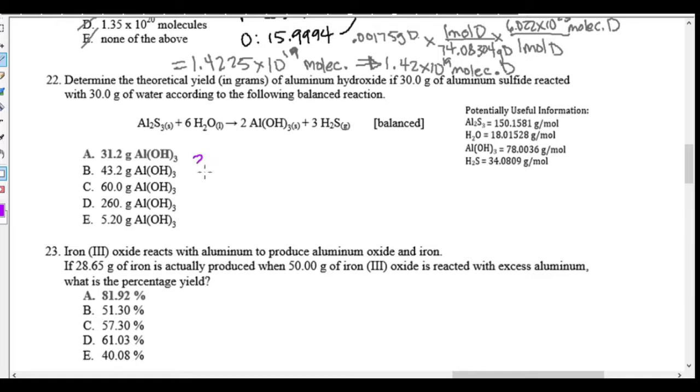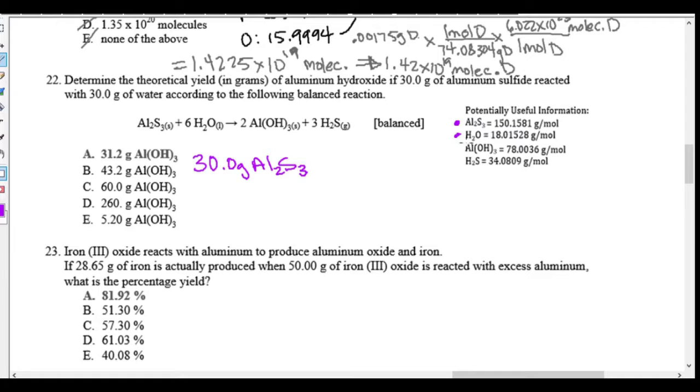So 31.1, whoops, started with the answer. 30.0 grams of Al2S3. Alright, here's why I only did the math on one of them. If you look, you're starting with 30 grams of both. So the molar mass of aluminum sulfide is 150.1581 grams per mole. Of water, it's only 18.